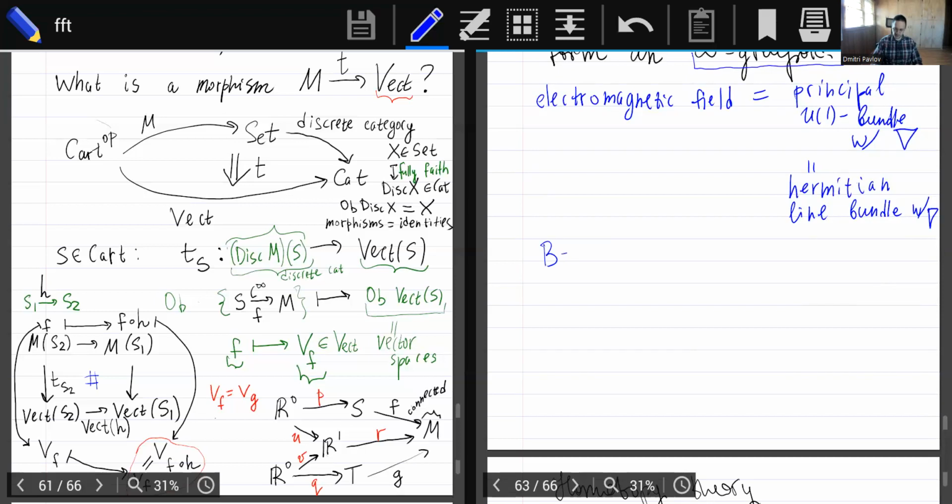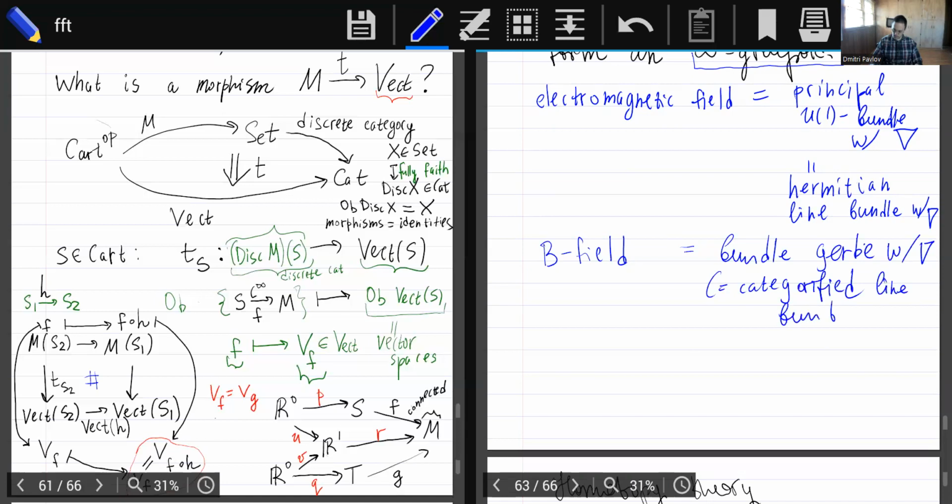For example, I have a B field, which is a bundle gerbe with connection. So that's what is called a higher bundle, or higher categorical bundle, or categorified line bundle, or whatever. But it gets worse. For example, in supergravity, you get something called a C field, which is a bundle 2-gerbe with connection.